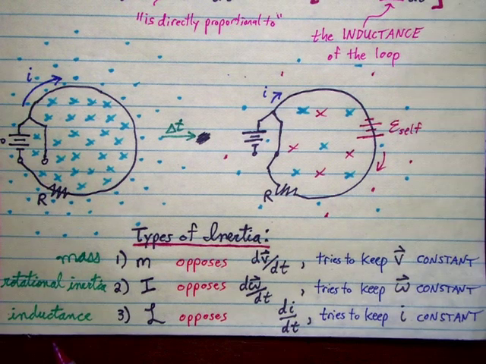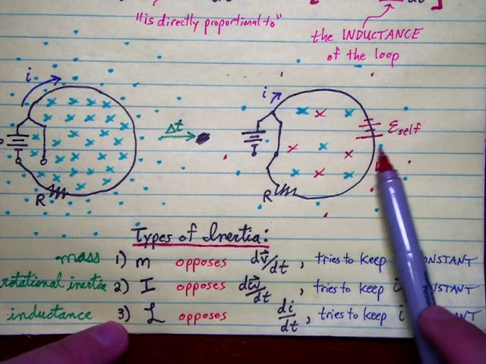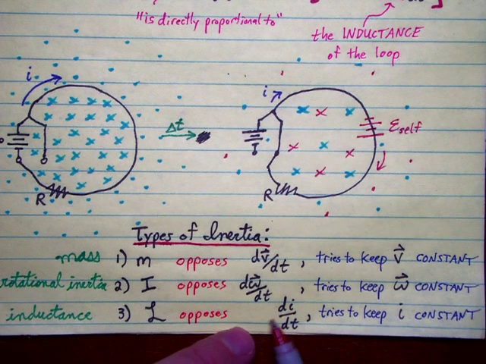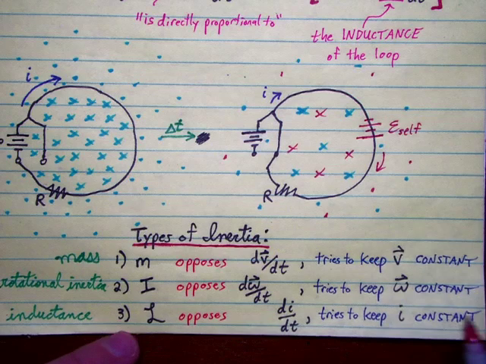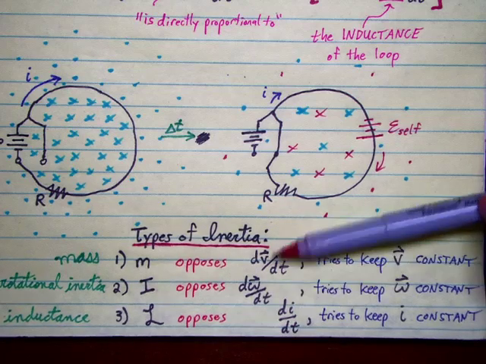And now here we have inductance, L. Some property of a circuit here that opposes a change in the current through that circuit. A property that tries to keep that current constant. These three forms of inertia all oppose these rates of change.